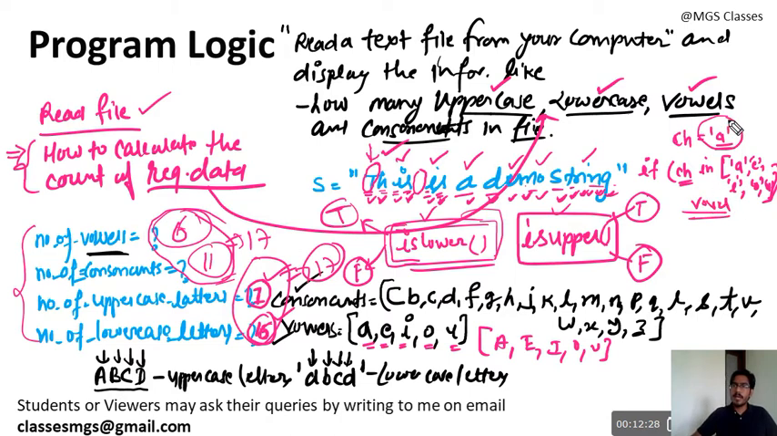Next time if we put b in this case, then it will return false. In this case we will know that it is not a vowel.